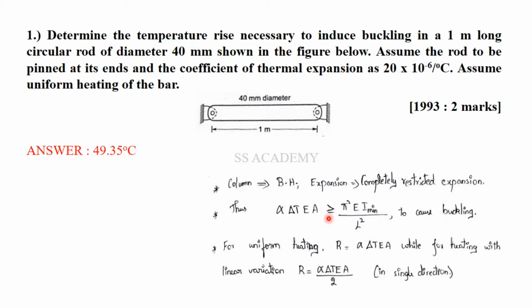The delta T will be greater than or equal to one small value. So the minimum value will be 49.35 degrees Celsius. If the temperature rise is above 49.35 degrees Celsius, then surely the setup will buckle.